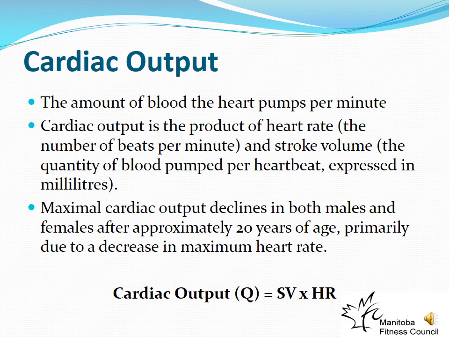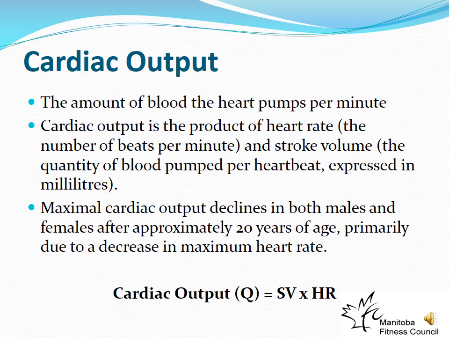So a very important concept to understand is cardiac output. Cardiac output is the amount of blood that the heart will pump per minute. It is the product of your heart rate and your stroke volume. So how much blood your body will circulate per minute is a product of your heart rate, how fast your heart's beating, and your stroke volume, how much blood is sent out with every single beat.